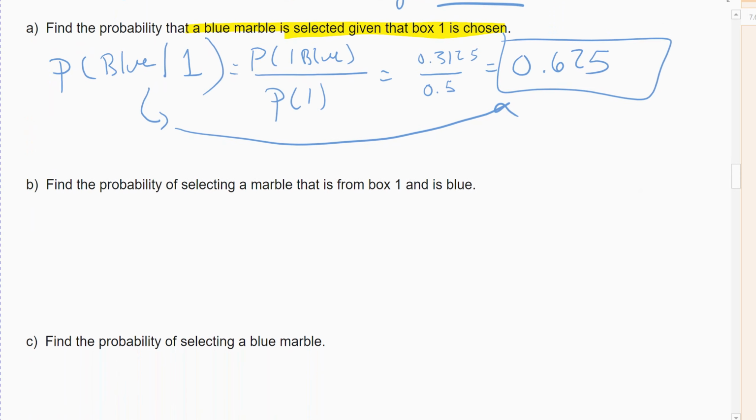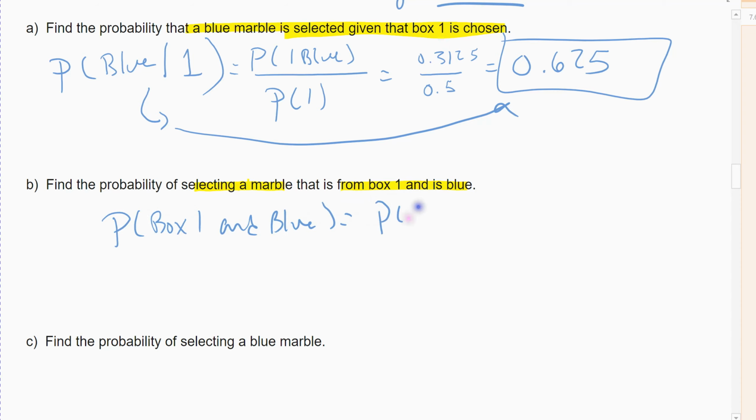Alright, next example. Find the probability of selecting a marble that is from box 1 and blue. Alright, so this is not a conditional. This is just, what's the probability of selecting a marble, so that all of my marbles are at play? So this is out of all outcomes. What's the probability, out of all outcomes, that it came from box 1 and is blue?